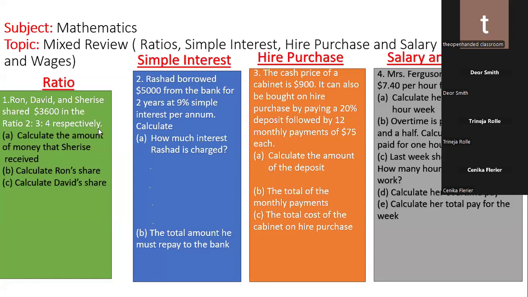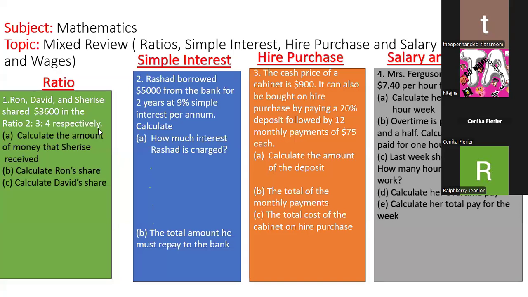Anyone, how are we going to get the answer? We have to find one equal part first. Very good. And how are we going to find one equal part? Add the numbers up, and then divide the total by 3,600. Very good.